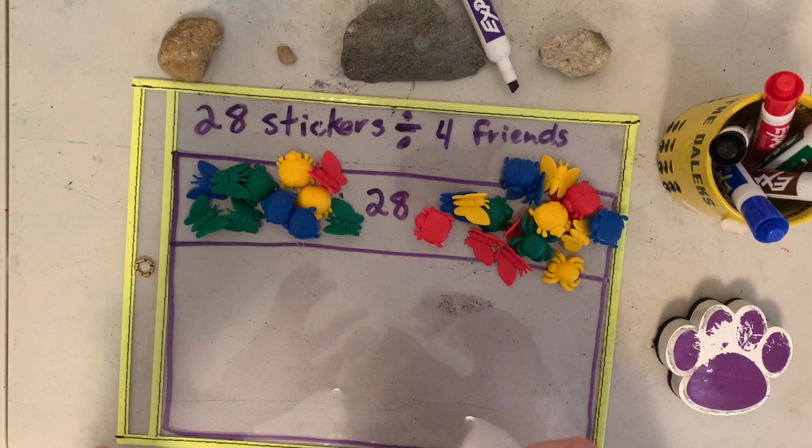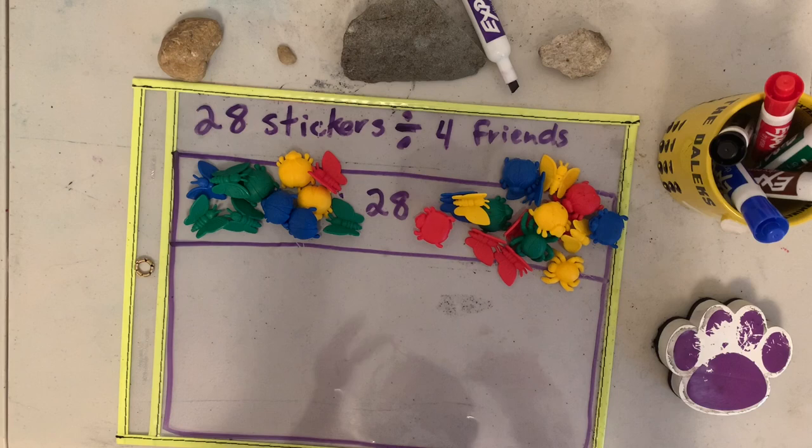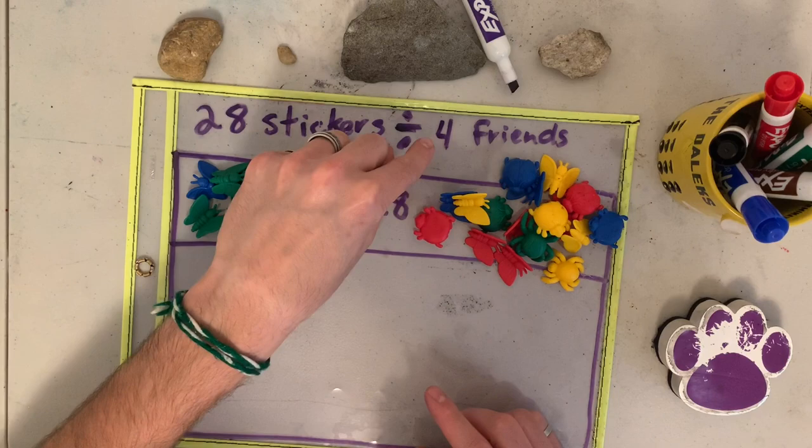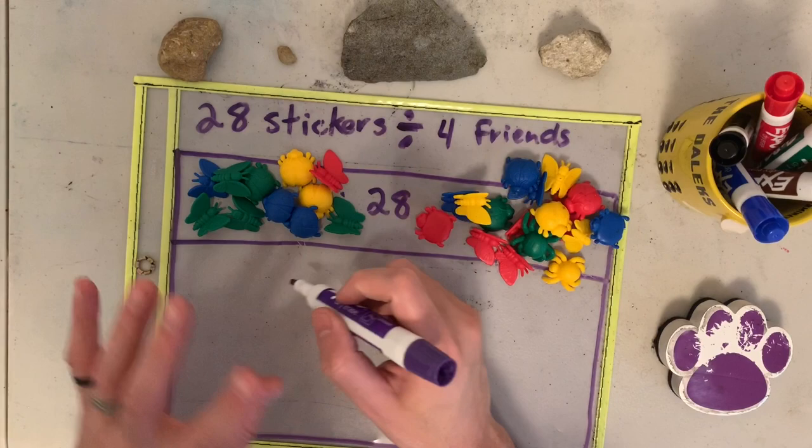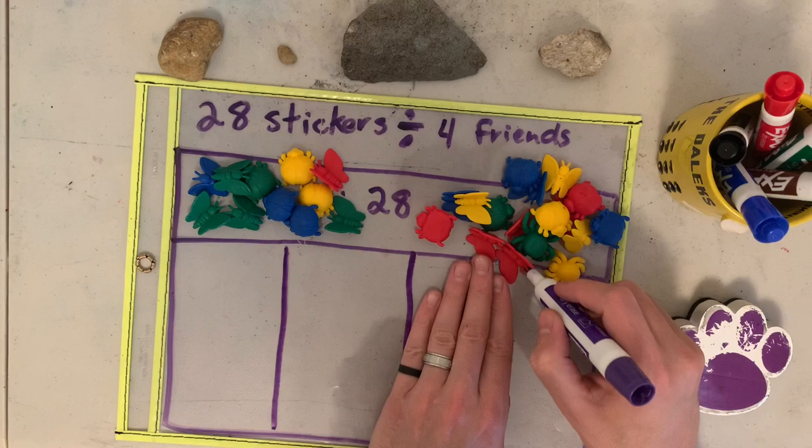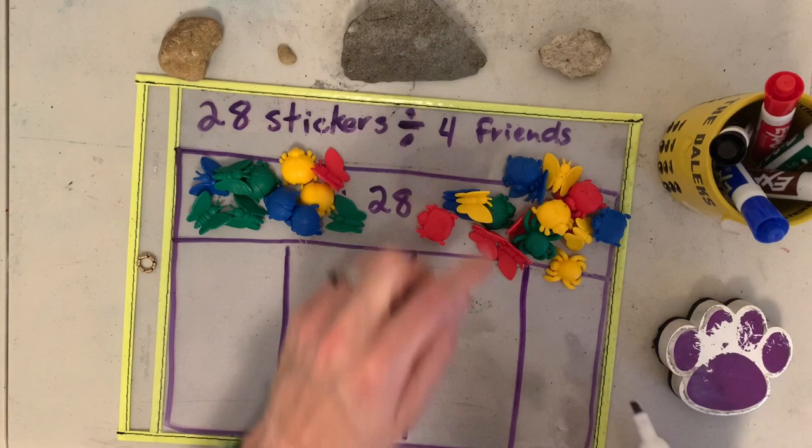The question is, how many stickers did each friend get? So, how many friends does Rudy have? Rudy has 4 friends. So 28 stickers divided by 4. So this means that we need 4 parts. 1, 2, 3, and 4. 4 parts. 4 friends. Let's share, because division is like sharing.